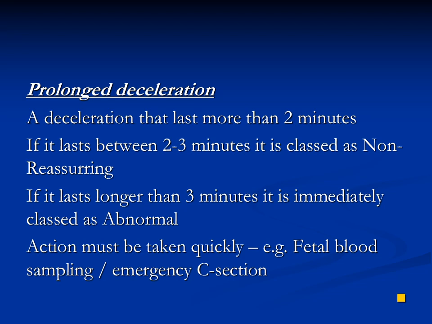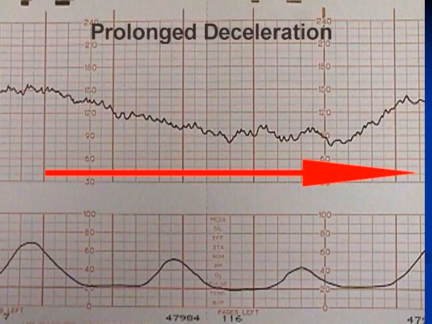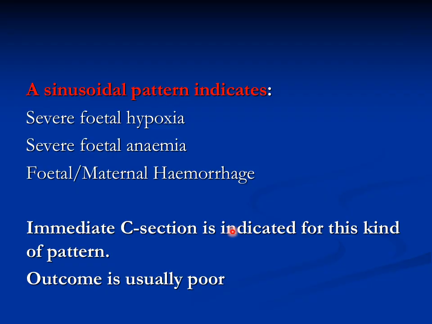Prolonged deceleration is more than 2 minutes. If it lasts between 2 to 3 minutes, it is classified as non-reassuring. If it lasts longer than 3 minutes, it is immediately called abnormal, and immediate action should be taken, for example fetal blood sampling and possibly emergency section. This is a prolonged deceleration. You see the baseline 150, and then here the onset, and then a prolonged deceleration.